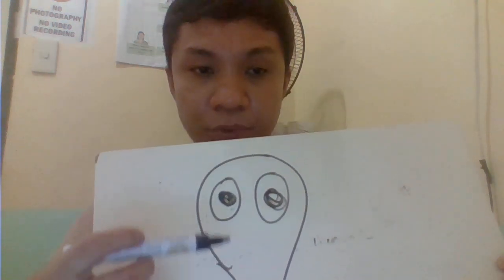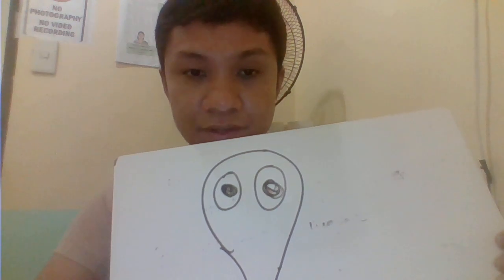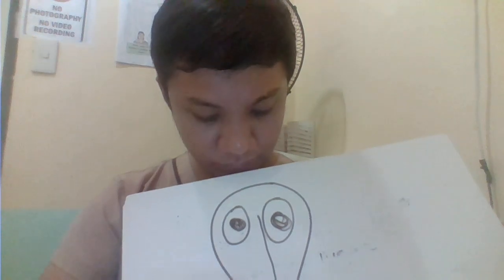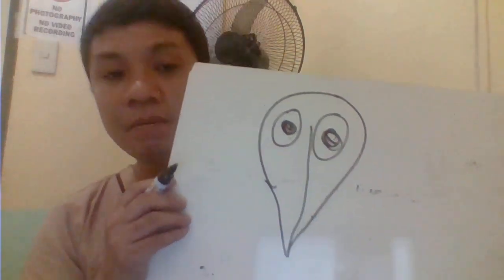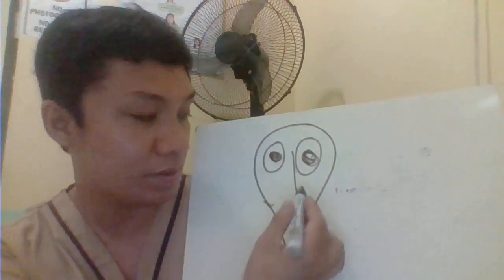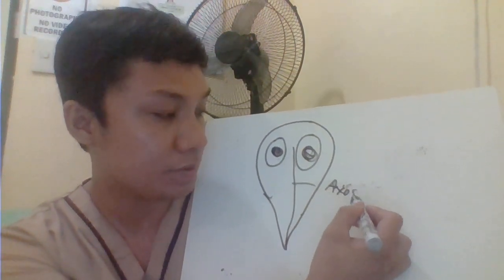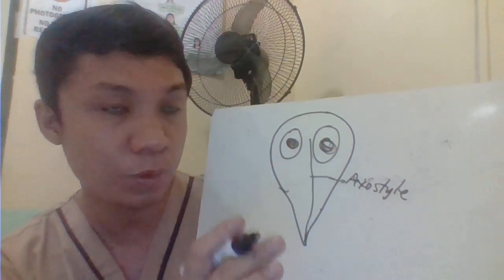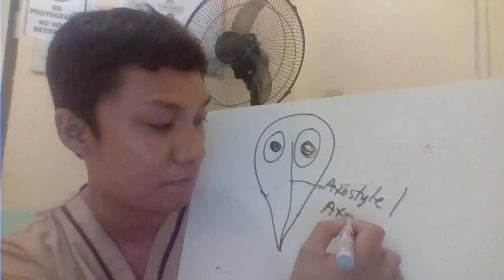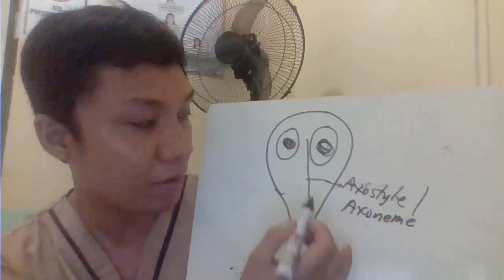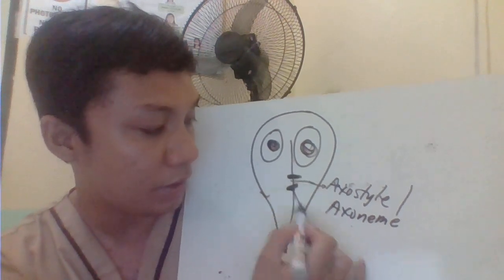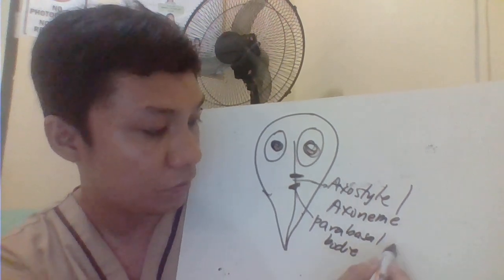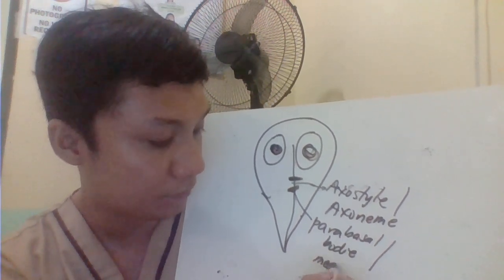At the middle portion, the midline, we cut the body into two equal parts. This is your axostyle, or axoneme. Another thing about that one, it has two of what you call the parabasal body, or the median body.